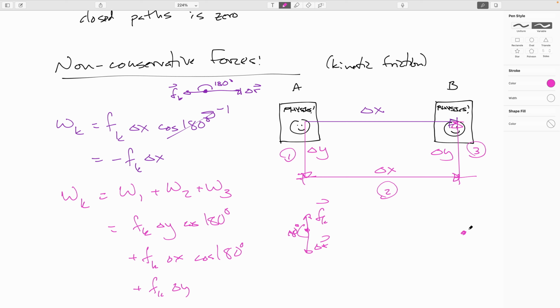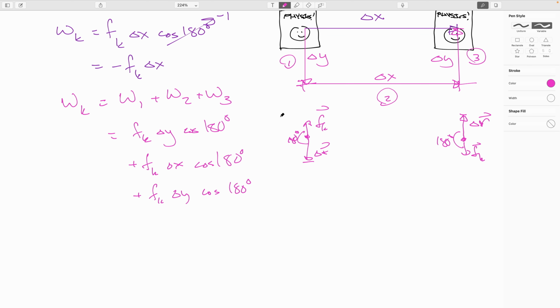And again, along this leg, my delta r is pointing up, but my force of kinetic friction is pointing down. So again, it's a 180 degree angle, so again we have a cosine of 180 degrees. Now, all these cosines are -1. So we got two terms with the Fk delta y. So this becomes minus 2Fk delta y. And then we got this term here, which is minus Fk delta x.